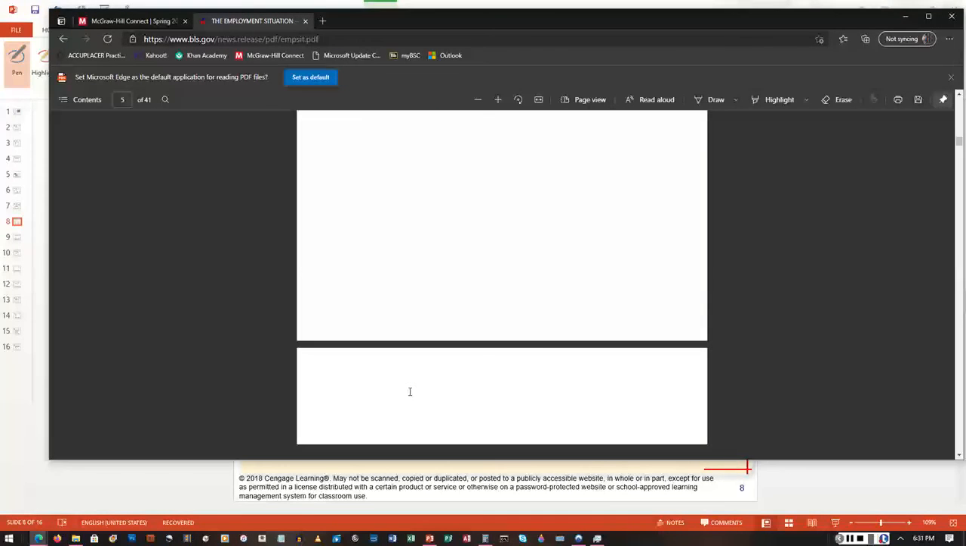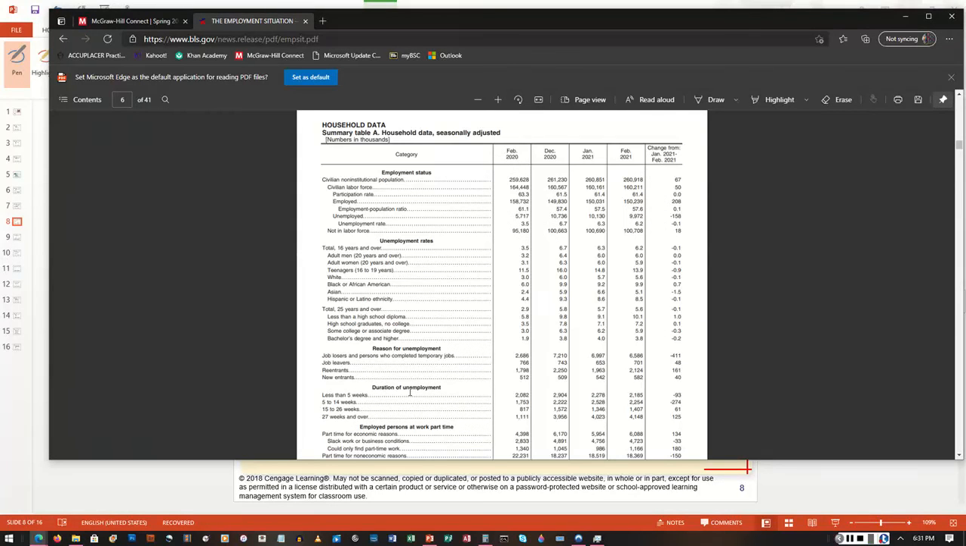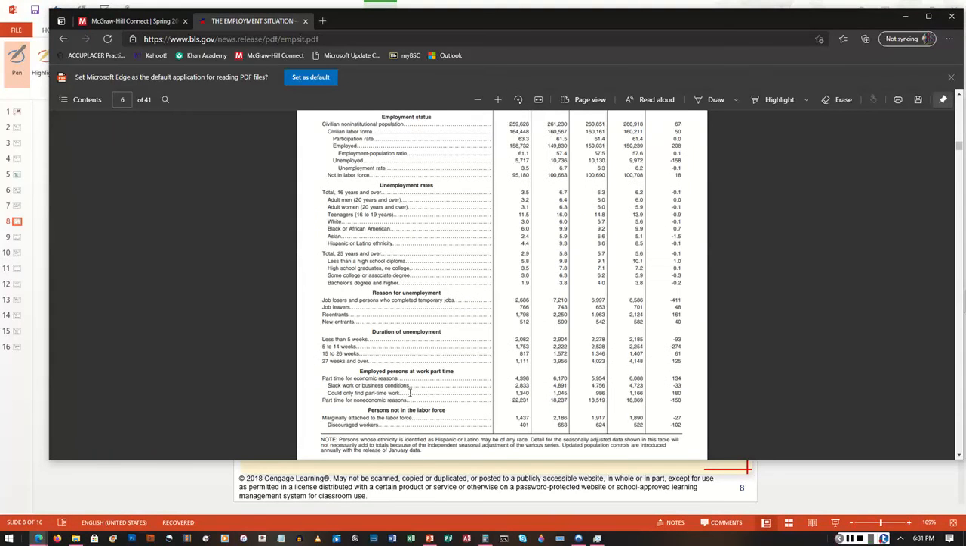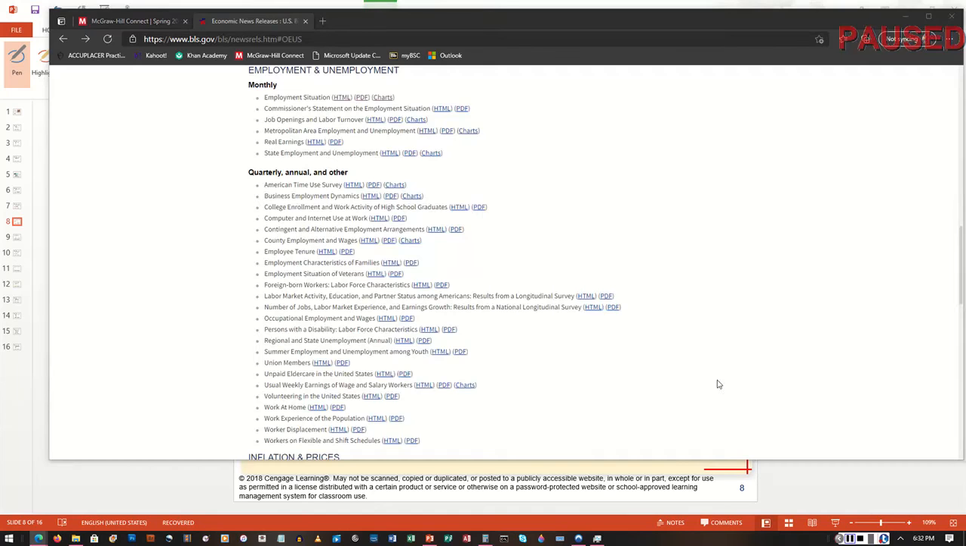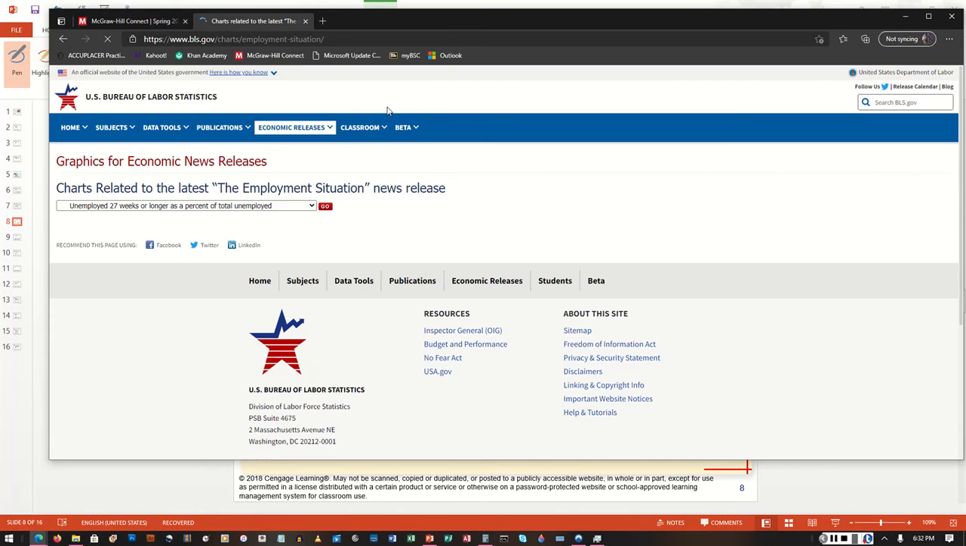It's a 41-page document, but it also breaks it down a little bit more. You see the non-farm jobs. It breaks it down by the jobs. You see retail trade. It just breaks it down a lot more than that HTML, and it looks a lot better. And then the third employment situation option, you can get a visual chart.